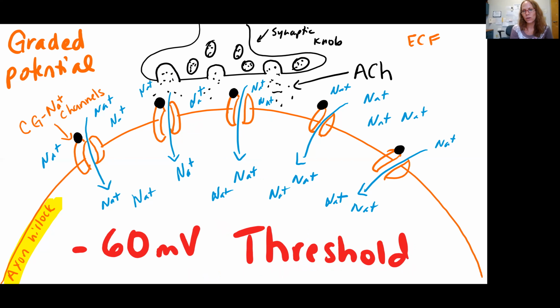We're going from negative 70 and we're getting more and more positive until we reach the magic moment of threshold. So threshold for our neurons, based on our text, is negative 60 millivolts. So this is definitely a number we need to memorize. It is the graded potential that takes us from negative 70 to negative 60. Once you're at negative 60 millivolts, you are at threshold. You have your action potential. Okay, so this is like that magic number.